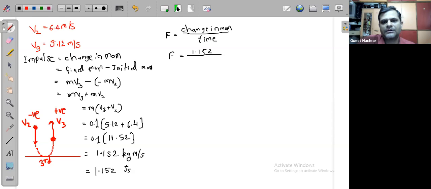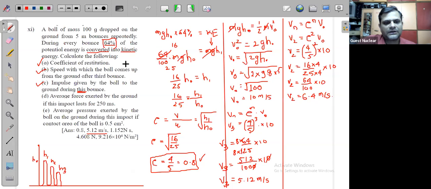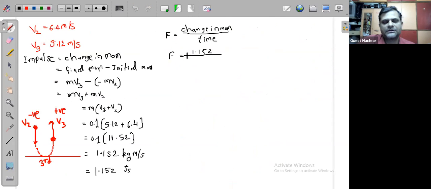What is the time? It's already given to be 250 milliseconds. So you have to replace it here. But don't forget that this 250 milliseconds has to be converted into seconds because millisecond is not a standard unit of time. So 250 multiplied by 10 raised to minus 3. Milli means 10 raised to minus 3, whether it is second or gram or anything. So here the force is going to be equal to 1.152 upon 0.25.